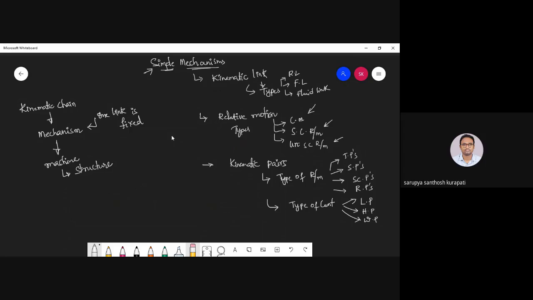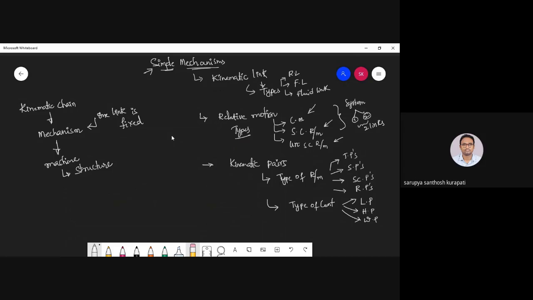We discussed three types of relative motions. The first one is the constrained motion. Here you have only one relative motion with respect to the other link. And here the condition is that in a system, only two links will be there: link 1 and link 2. So only two links.